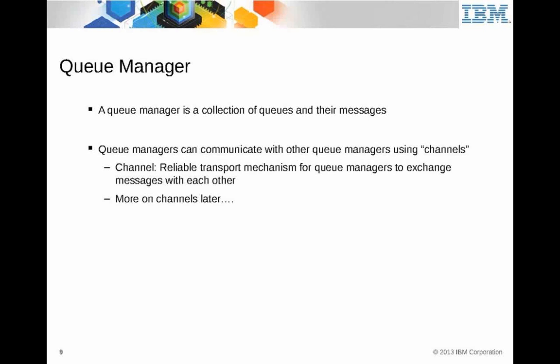A queue manager, I've already talked about a queue manager quite a bit. A queue manager is basically a collection of queues and their messages. It's the process that's in control of everything that's going on. A queue manager communicates with another queue manager using a channel, and we'll talk some more about channels later, but basically it's a reliable transport mechanism. It's a TCP/IP communication between 2 queue managers for sending messages from the local queue manager over to the remote queue manager.